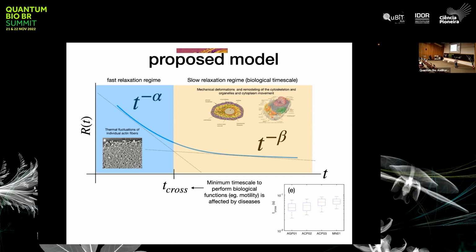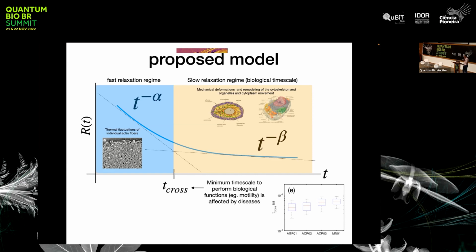The fast relaxation regime, which exhibits a larger exponent, is related to the long filaments of the F-actin cytoskeleton that, at room temperature, vibrate. So those vibrations of this large number of filaments contribute to the fast viscoelastic relaxation of the cell. So it's not related to the cell function at all. The slow relaxation regime is the one related to the biological functions, and is related to the mechanical deformations and remodeling of the cytoskeleton. And also the crossing time between the fast and slow relaxation regimes, which we believe is some sort of minimum time scale for cells to perform their biological functions. So the smaller this crossing time, the more the cells exhibit larger motility. This is what we observed in our experiment.